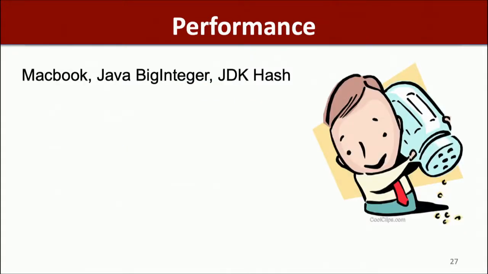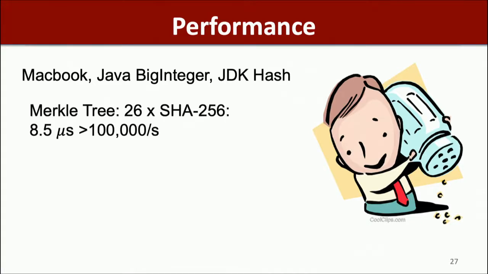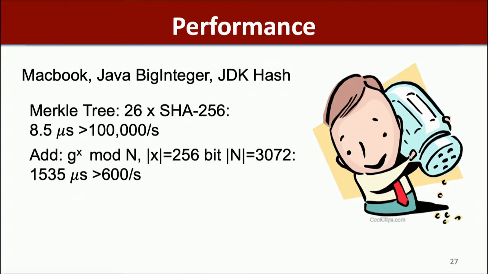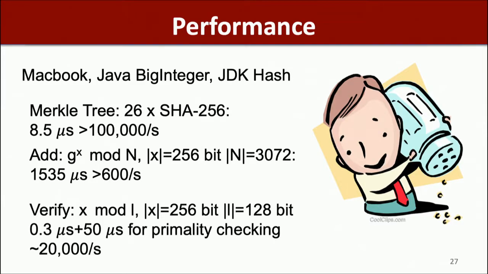So what is the performance? Take this with a huge grain of salt. This is micro benchmarking on my laptop. Merkle trees are just very fast. I can do 100,000 transactions per second. With adding, we get to 600 transactions per second. And verifying, checking the POE, is actually even faster, way faster than the Merkle trees themselves.